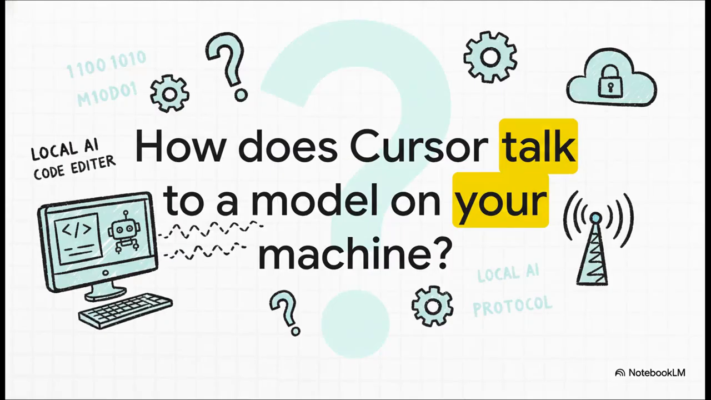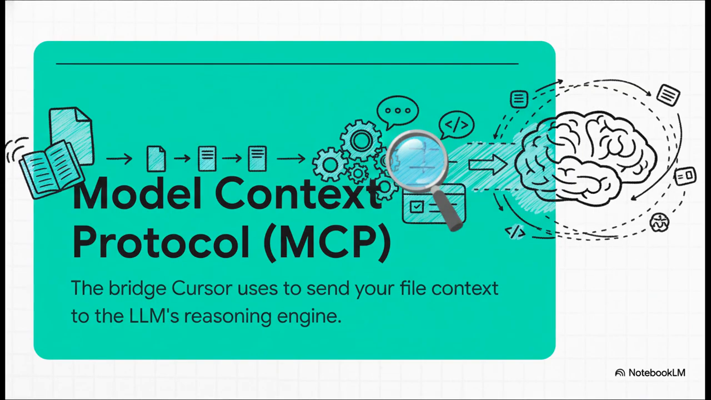And that leads to the big technical question, right? How in the world does an editor like Cursor, which is its own application, actually communicate with a model that's just running on your local machine? It kind of seems impossible, but it all comes down to a specific protocol that makes the magic happen. And the answer is something called the Model Context Protocol, or MCP. The easiest way to think about it is like a universal translator. Cursor uses MCP to scoop up all the relevant context from your open files, packages it up perfectly, and sends it in a language that your local large language model can actually understand and use to think.